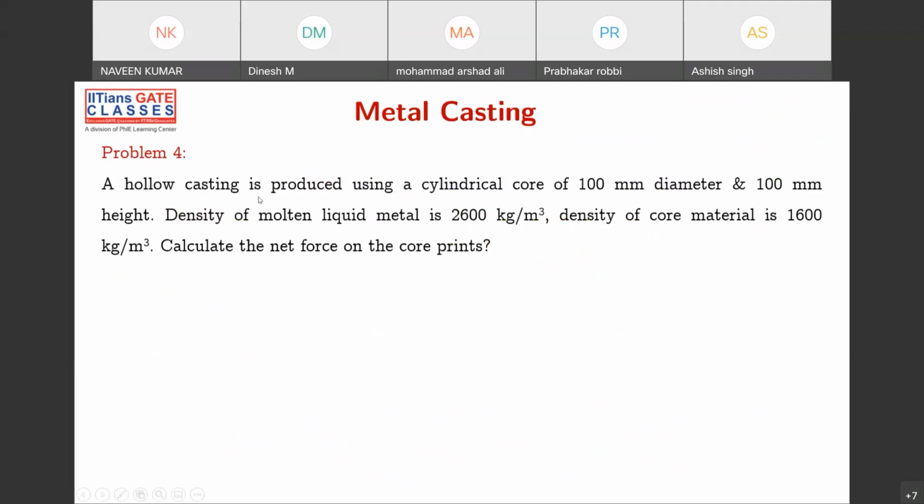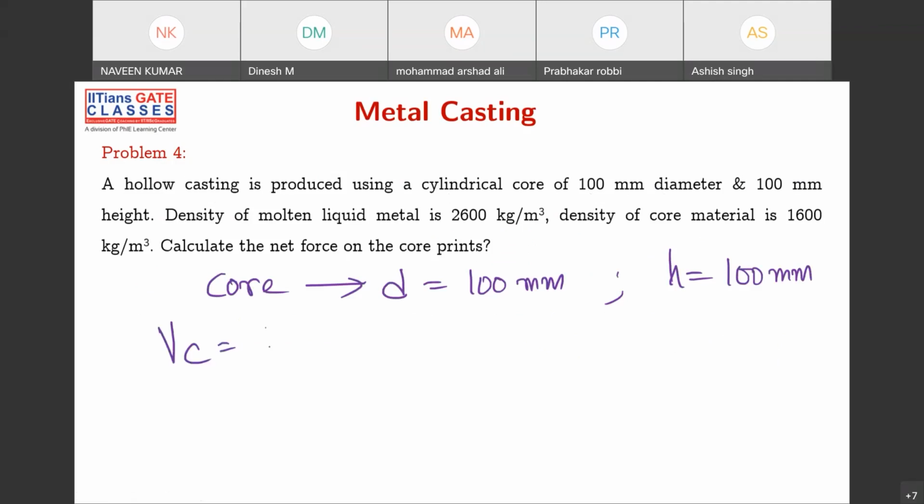So a hollow casting is produced using a cylindrical core of 100 mm diameter. What is given? Core diameter is equal to 100 mm, and height of core is again 100 mm. So what is the volume of the core? Volume of the core is a cylinder, right? Pi by 4 d square h.